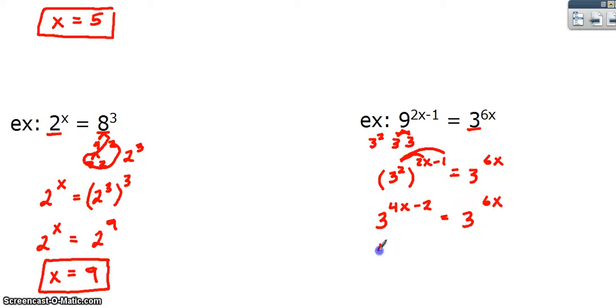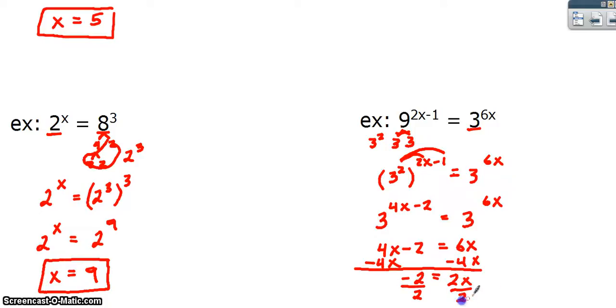So that must mean that 4x minus 2 equals 6x. And I can move that 4x over. Negative 2 equals 2x, and then divide by 2. So x equals negative 1.